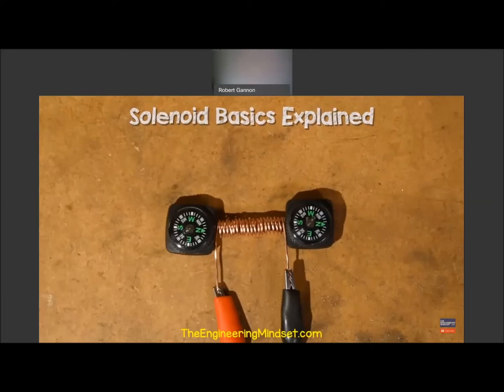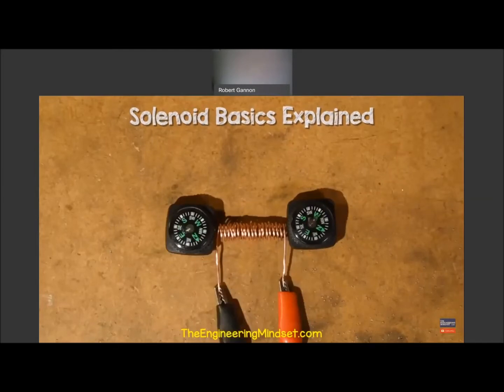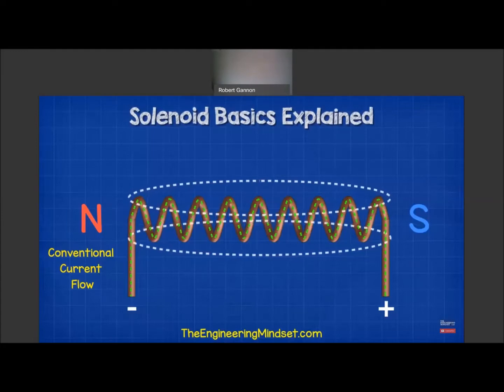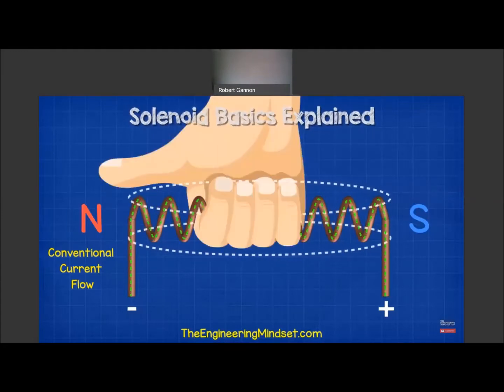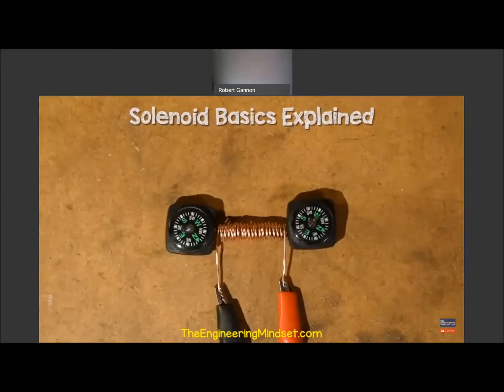If we then reverse the power supply, so the current is flowing conventionally from positive to negative, so from right to left, we simply flip our right hand over. The current is now flowing away from us in the coil, and our thumb points in the direction of north. Our compass points north to the coil's south pole, and the other points south to the coil's north pole.